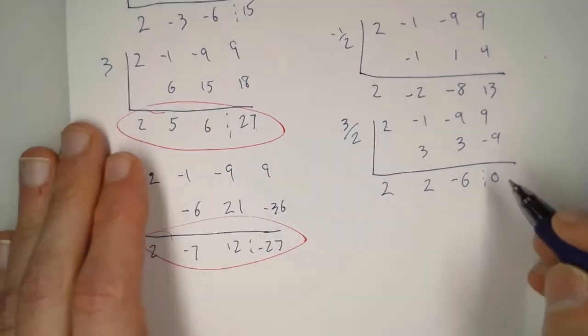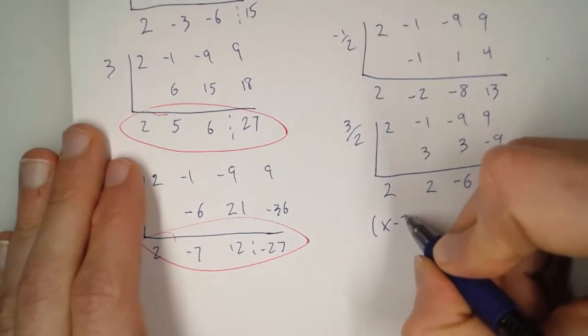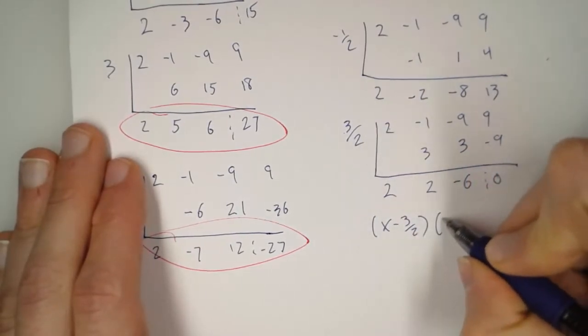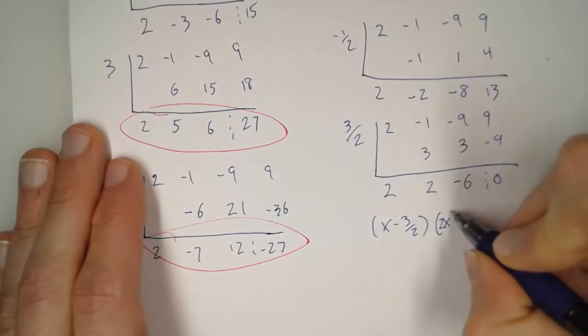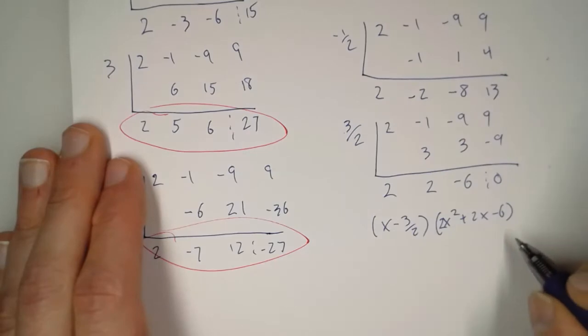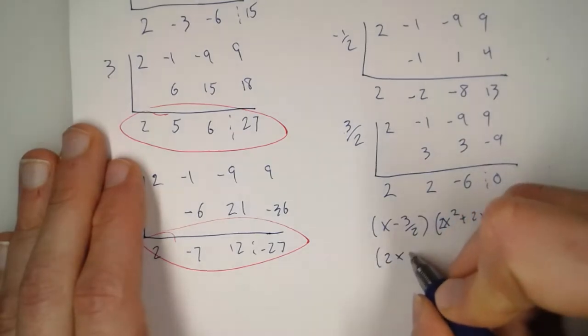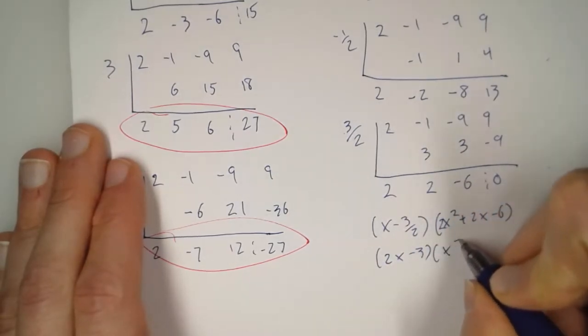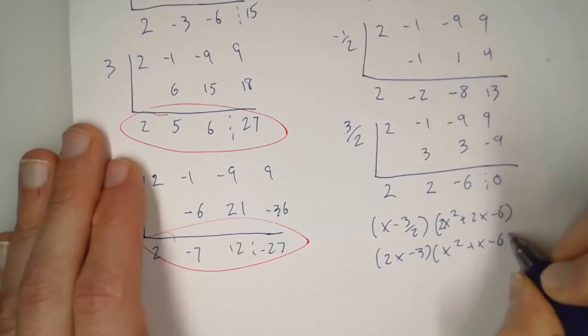So 3 halves. Now again, instead of x minus 3 halves, and 2x squared plus 2x minus 6, instead we're going to pull the 2 over to here. 2x minus 3, we have x squared plus x minus 6.